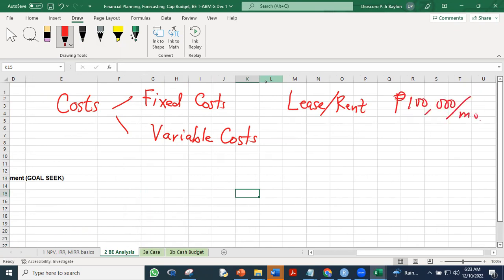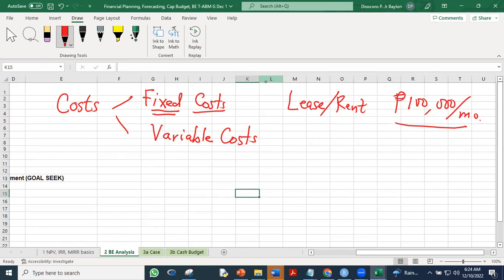So if they're renting the place for 100,000 per month, it doesn't matter if the company produces 1 million units or 100,000 units or 10,000 units. It doesn't matter. The rent will be 100,000 per month. That's what we call fixed cost. That's why it's called fixed. It does not change whatever the level of output is. Level of output can mean the number of units produced.